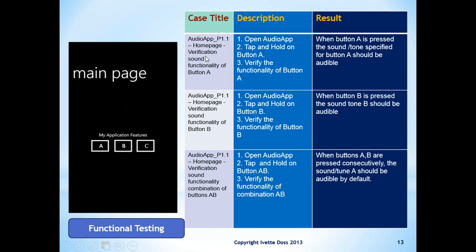All right. And what I do, I put some action in my case title. What am I doing with these things? My first test case will be just verification of sound functionality of button A. I can do the same with B, with C, or I can do this with combinations of buttons A, B, or A, B, C, whatever, in different orders. The description, you see, is very simple. It's only 3 simple steps. The result is what exactly my expected result should be.